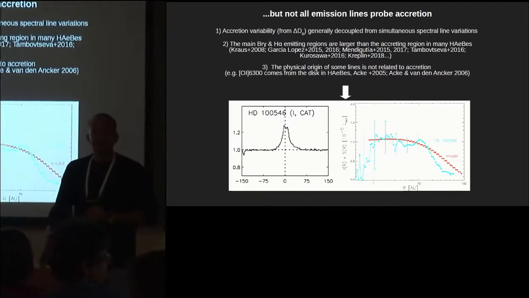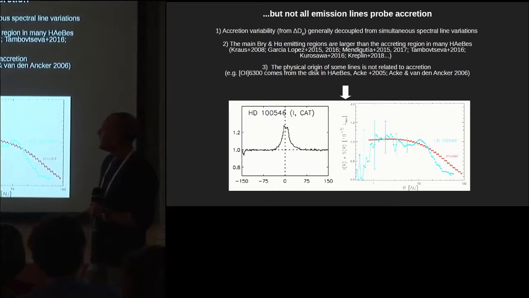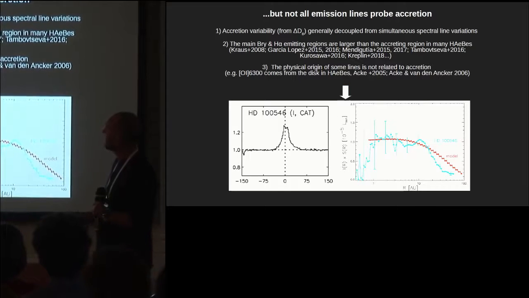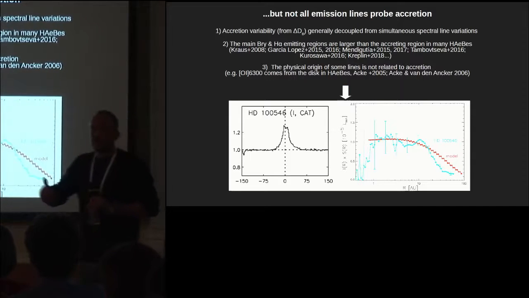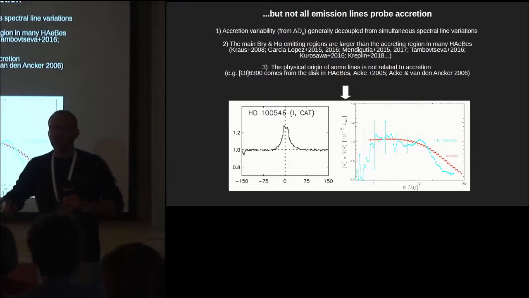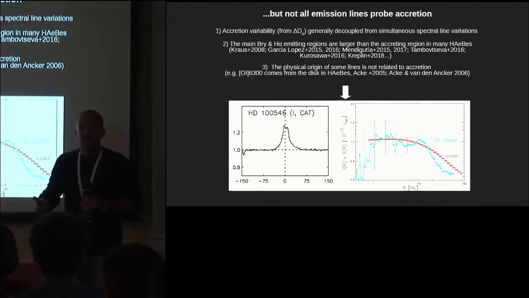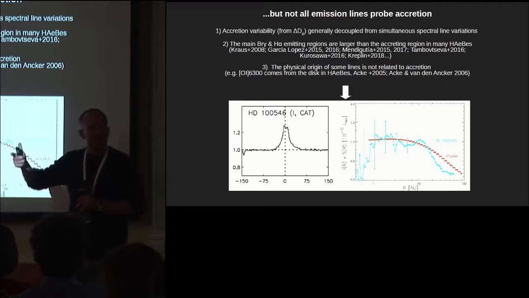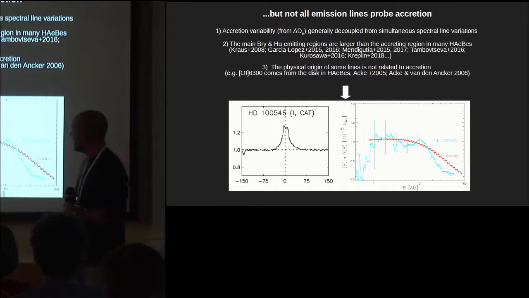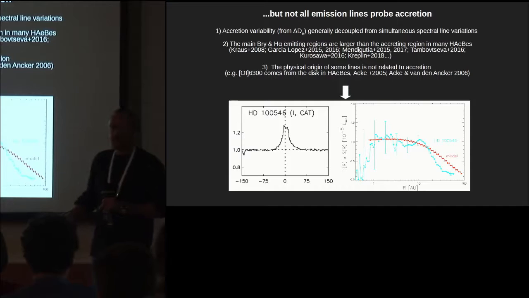We know, as was mentioned by Larissa and Rebecca in previous talks, that the Brackett gamma and H-alpha emitting regions are larger than the accreting region in many Herbig Ae stars. Still, we can argue that H-alpha and Brackett gamma are tracing winds, and winds are accretion powered, and that could explain why H-alpha and Brackett gamma correlate with the accretion luminosity. But we also know that there are other emission lines, for example the oxygen forbidden line, that in principle is not related to accretion.